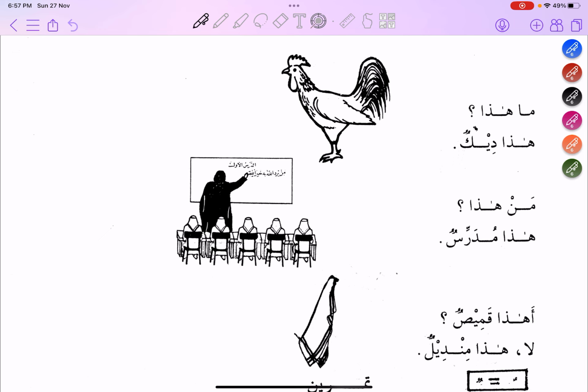وما هذا؟ And what is this? Let's use some abbreviations over here. What's this? هذا ديقون. ديقون, this is a rooster. You can call it a rooster. I hope that's the correct spelling. You could also say chicken, but there's another word for chicken that's called dajaj. So diqun, we could say this is a rooster.